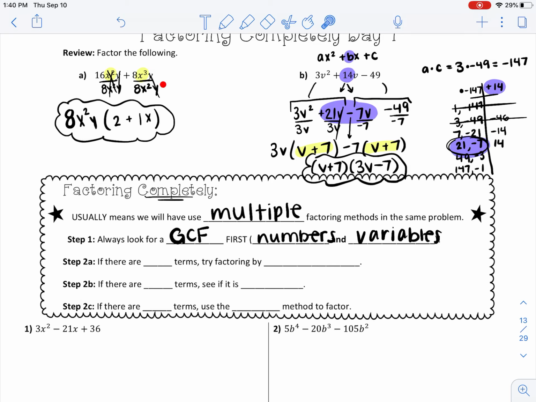Just like we had the GCF in letter A. We pulled a GCF out to begin. Step 2A. If there are 4 terms, try factoring by grouping. It'd be best case scenario if the problem starts with 4 terms already, because then we don't have to do any of these steps that we had to do up here. We don't have to worry about splitting the middle if the middle is already split. If there are 2 terms, see if it's DOPS, because if it's DOPS, then you can do that pretty quickly. If there are 3 terms, we have to use the AC method, which is what we just did in example B.